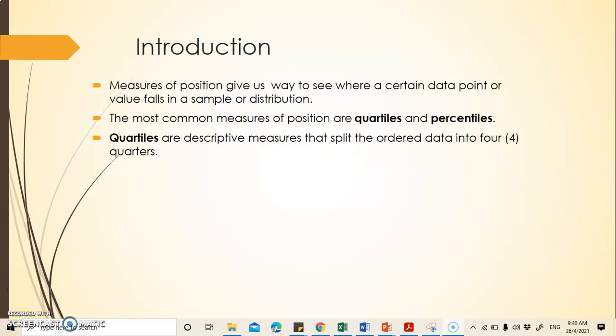Measures of position give us a way to see where a certain data point or value falls in a distribution. The most common measures of position are quartiles and percentiles. In this video, we are going to focus on quartiles. Quartiles are descriptive measures that split the ordered data into 4 quarters.